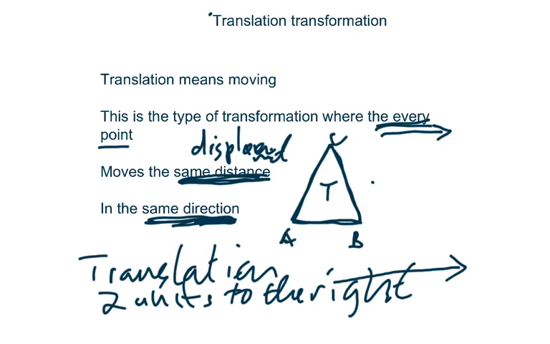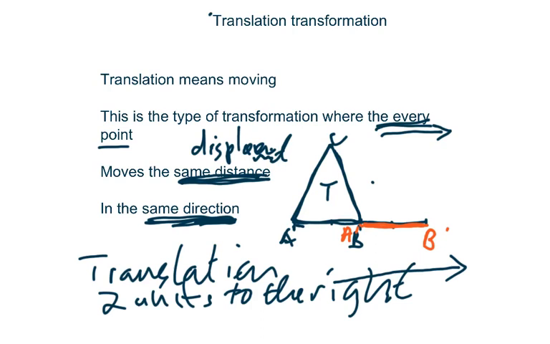How many units? It's 2 units. So everything is going to move 2 units. So this will also move 2 units. So A will also move 2 units to A prime. So this will be now A prime. B is going to move 2 units to there. So this will now be B prime.